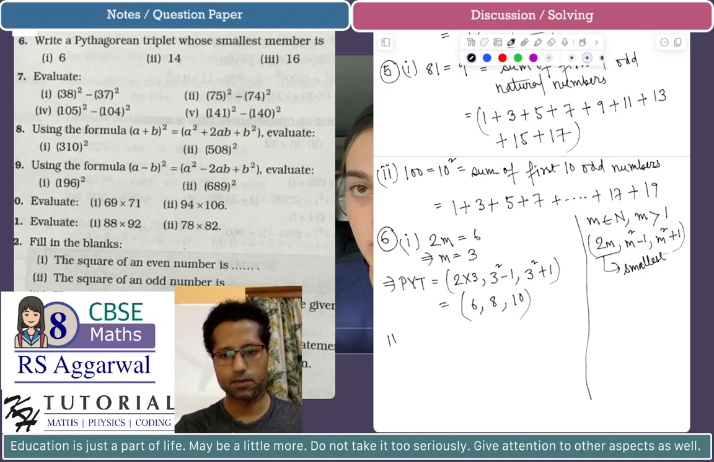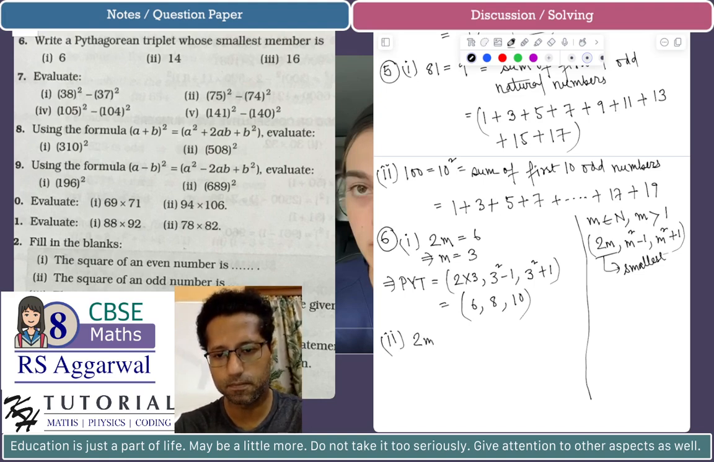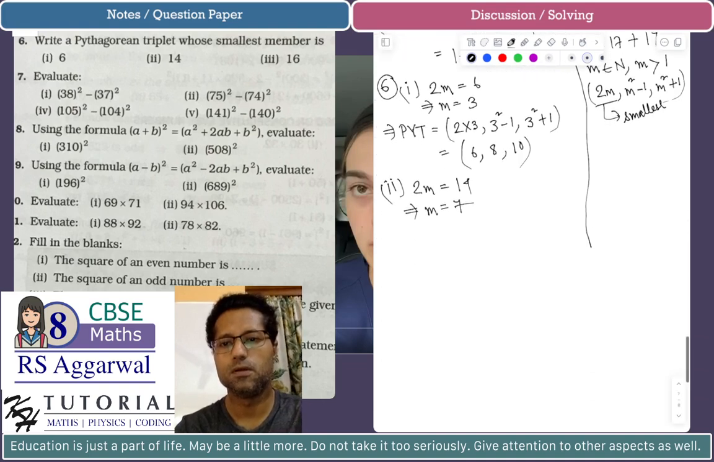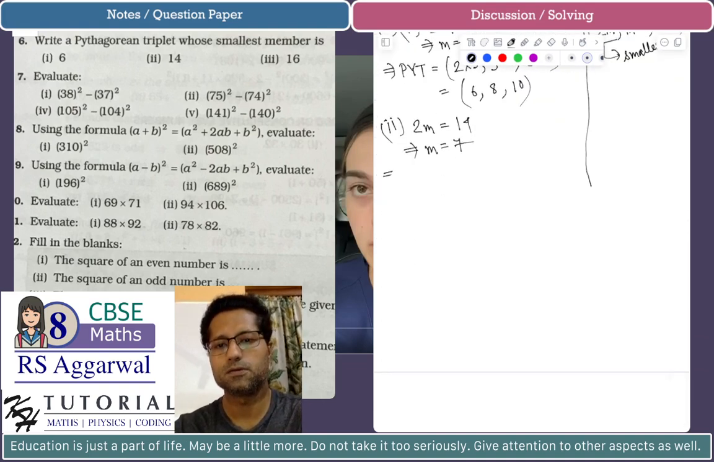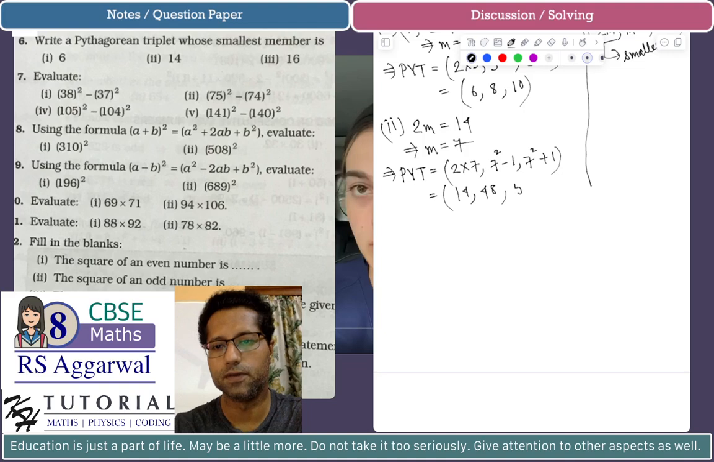Okay. Part 2, it is given the smallest is 14. So we must have twice m equals 14. So this implies m is equal to 7. So this implies the Pythagorean triplet will be equal to 2 multiplied by 7, 7 square minus 1 and 7 square plus 1. So this is equal to 14, 49 minus 1 is 48 and 49 plus 1 is 50.